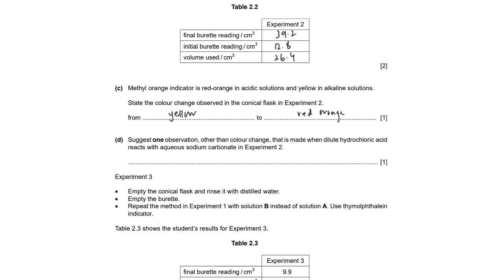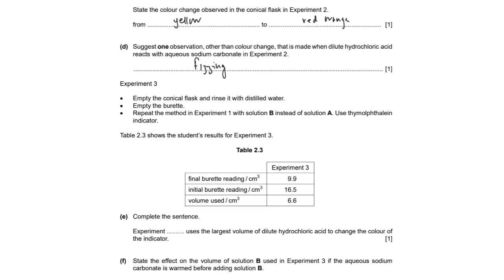State one observation other than the color change that is made when acid reacts with sodium carbonate. We know that carbon dioxide is released, so you can write fizzing or effervescence or bubbling, stuff like that. Okay, what is happening in experiment 3? Now empty the conical flask again and rinse it with distilled water. Now he has emptied the burette as well. Repeat the method in experiment 1 with solution B instead of solution A. Solution B is another solution of dilute HCl. And the indicator that is being used is thymophthalein. And he has given you the readings.